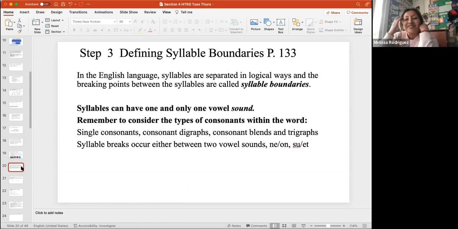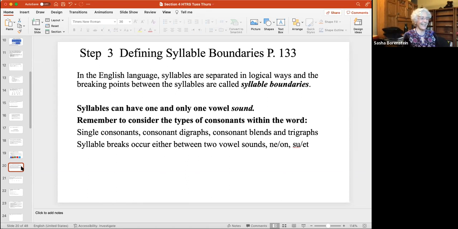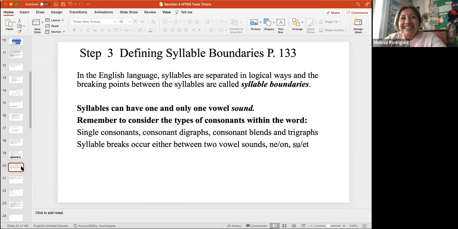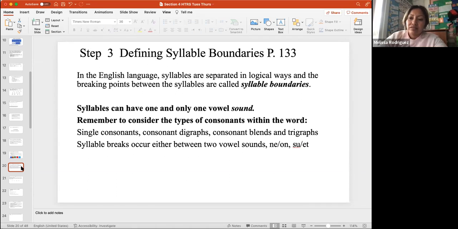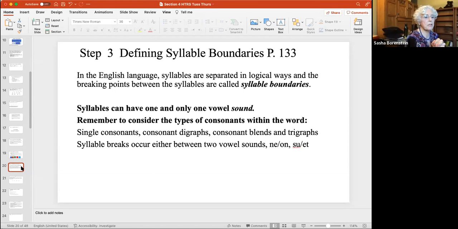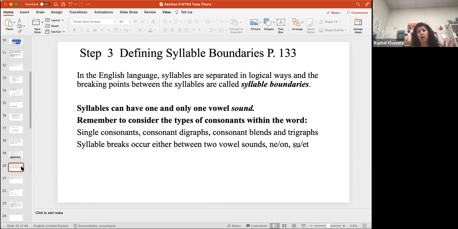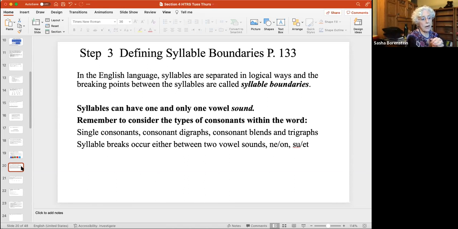What is a consonant digraph? Melissa? Like 2 letters that make one sound. Perfect. Consonant blends. Who's going to define a consonant blend for me? Oh, there's Rachel. 2 consonants that make 2 sounds. Exactly. And then a trigraph.